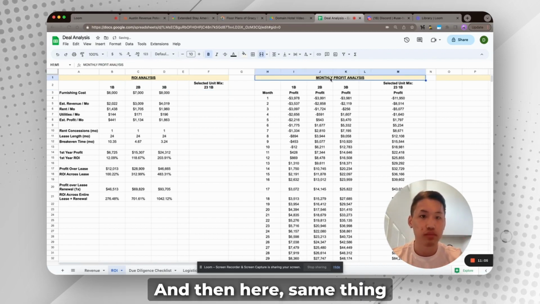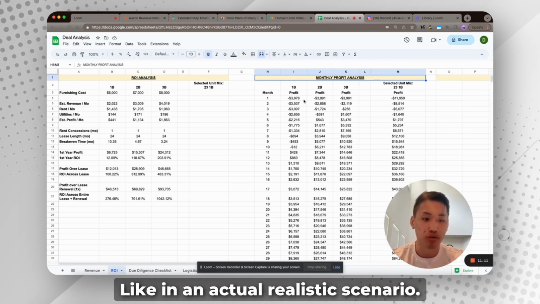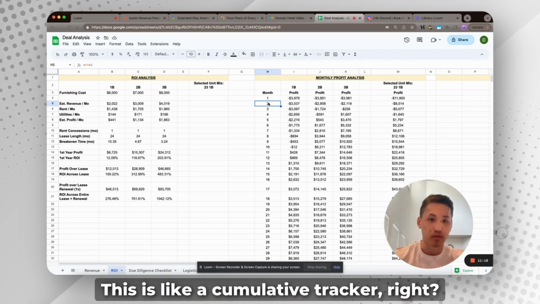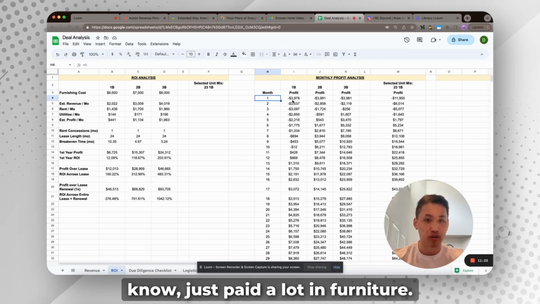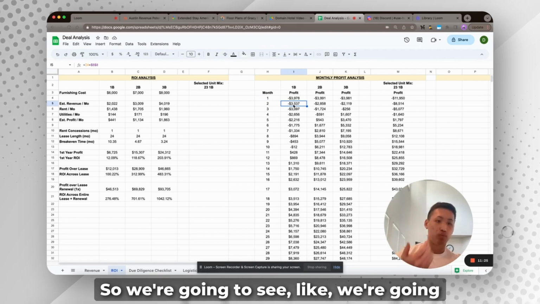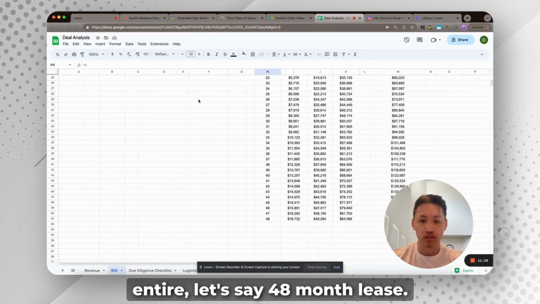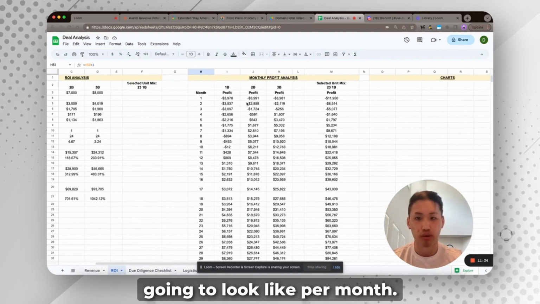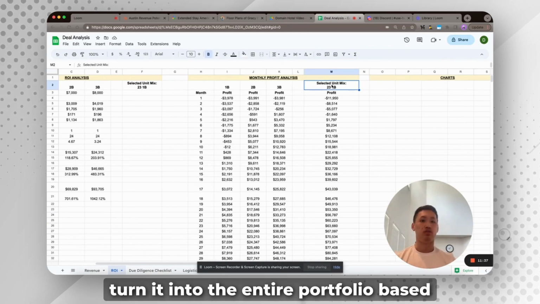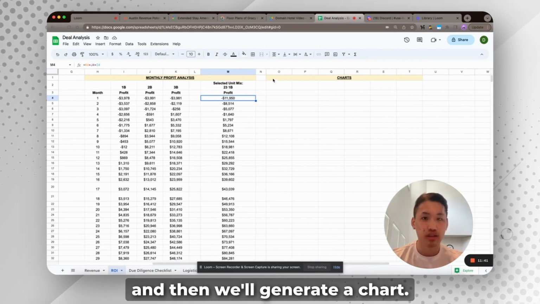And then here, same thing, monthly profit analysis. This is looking at what you're going to make per month in an actual realistic scenario. This is like a cumulative tracker. So month 1, obviously, you're going to be in the negative because you just paid a lot in furniture. Month 2, it's going to start to come back. We're going to create charts based on this. This is the actual scenario across an entire, let's say, 48-month lease, showing what the cumulative profit is going to look like per month. And we're going to take this and turn it into the entire portfolio by multiplying whatever the unit mix is, and then we'll generate a chart.